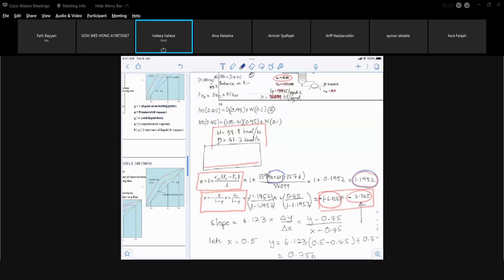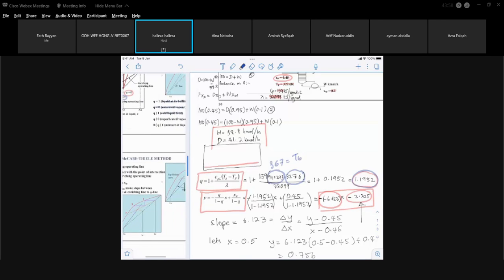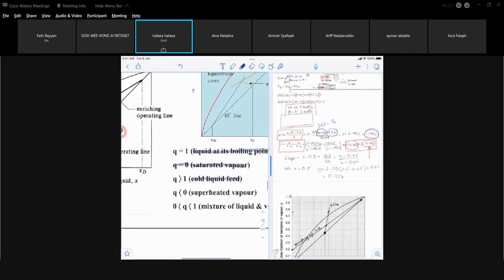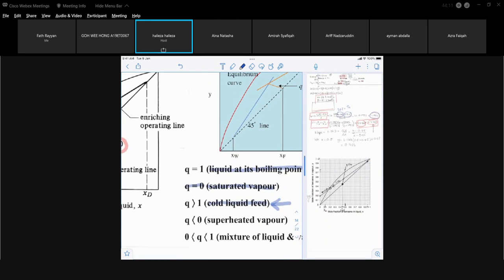But the feed itself, if you change the boiling point into Kelvin, 94 degrees C plus 273, that value is 367. That's the boiling point of your feed. Whereas the feed itself is 327.6. That means the temperature of your feed is lower than the boiling point. So your feed is actually a cold feed, because the boiling point is higher than the temperature of the feed. That's the reason why your Q is greater than 1.